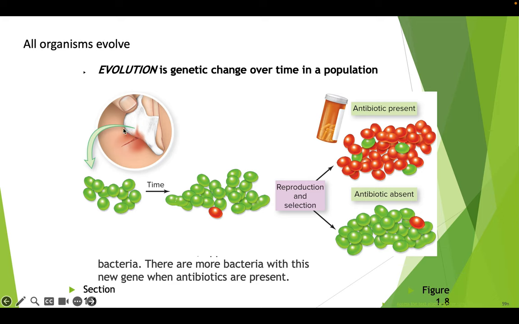For example, here we have a cut that becomes infected with bacteria. And over time, a mutation might occur that creates a single bacterium that is resistant to an antibiotic. So this infected cut will be treated with an antibiotic, and that antibiotic will kill off most of the green organisms that are susceptible to it, but the red ones that have evolved resistance will be able to continue to grow and reproduce.